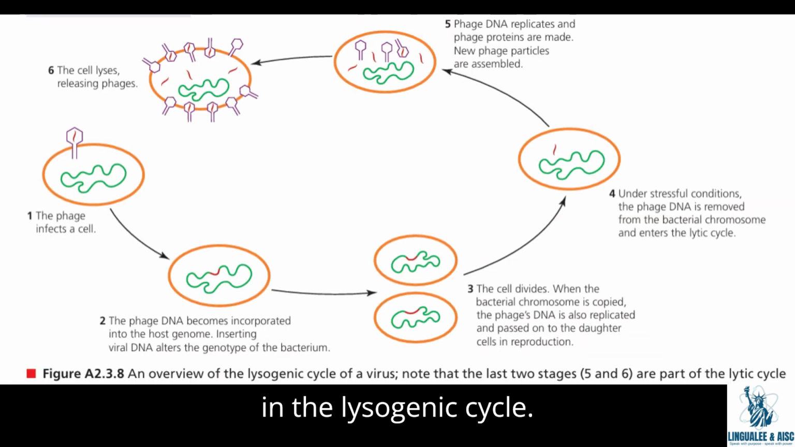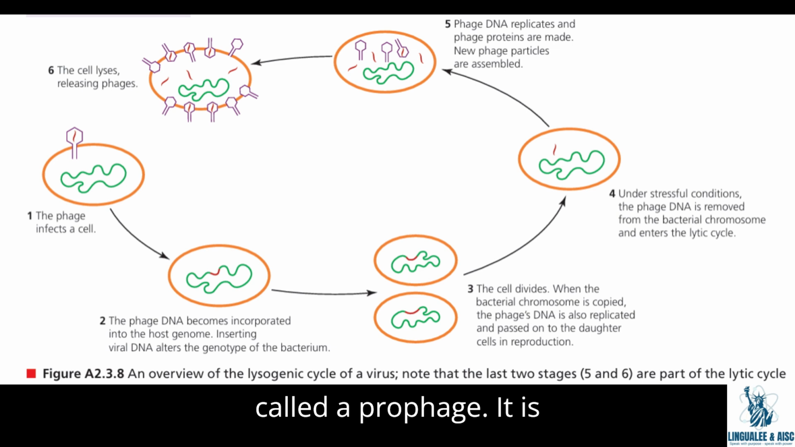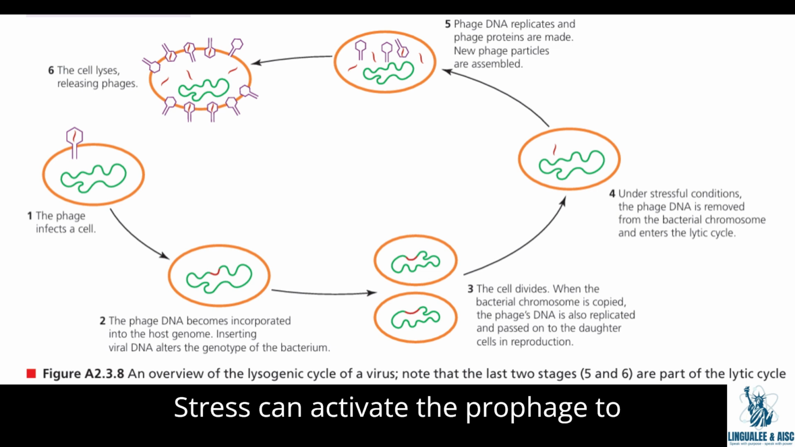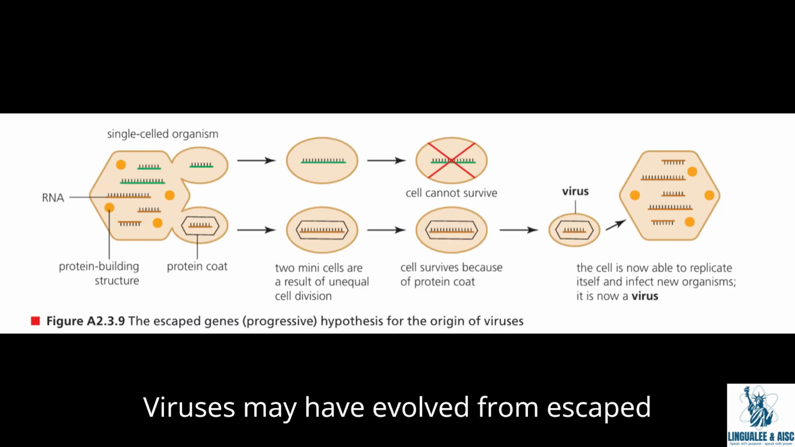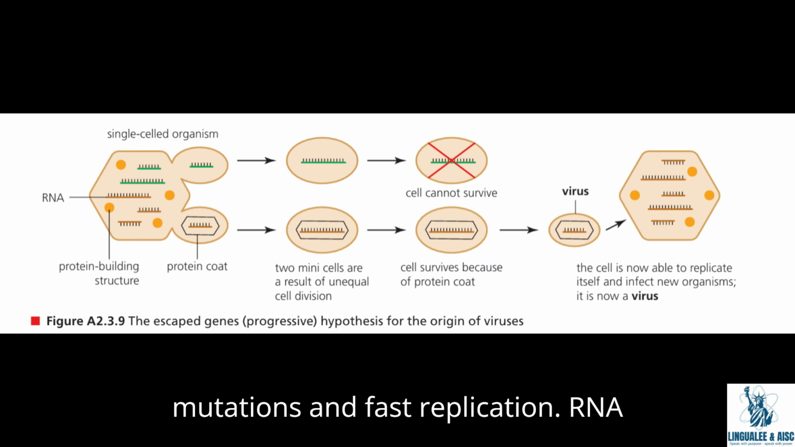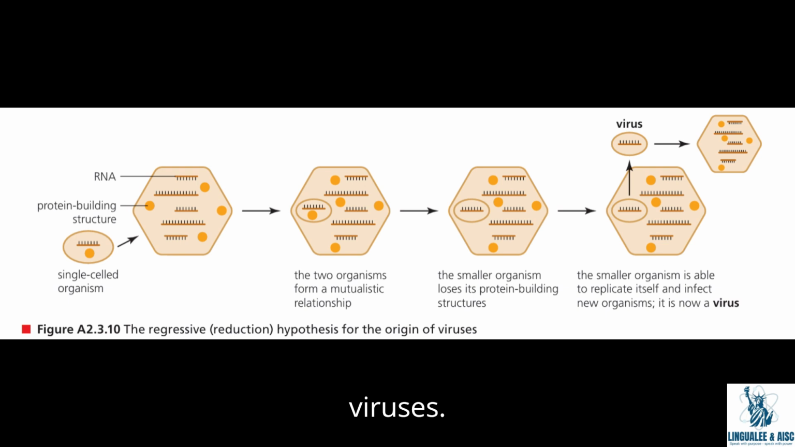In the lysogenic cycle, the viral DNA becomes part of the bacterial DNA. This viral DNA is called a prophage. It is passed on when the bacteria reproduce. Stress can activate the prophage to enter the lytic cycle. Viruses may have evolved from escaped genes or from ancient cells. They evolve rapidly due to mutations and fast replication. RNA viruses mutate more than DNA viruses.